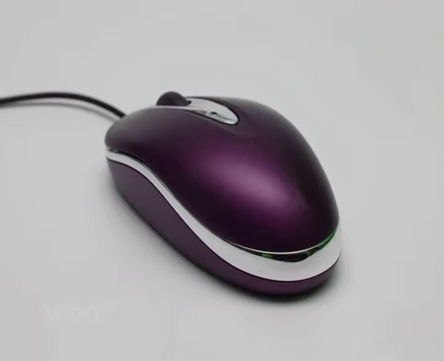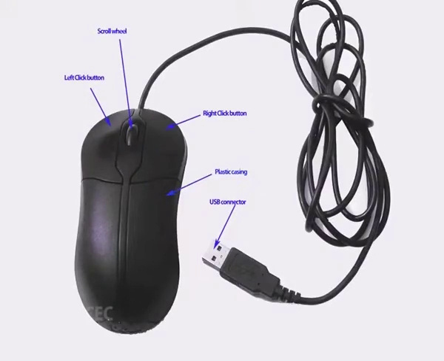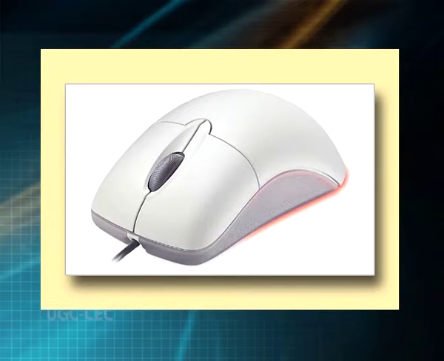Although mice come in many shapes, the typical mouse does look a bit like an actual mouse. It's small, oblong, and connected to the system unit by a long wire that resembles a tail. Some newer mice are wireless. A mouse usually has two buttons, a primary button, usually present on the left side, and a secondary button. Many mice also have a wheel between the two buttons, which allows you to scroll smoothly through screens of information.